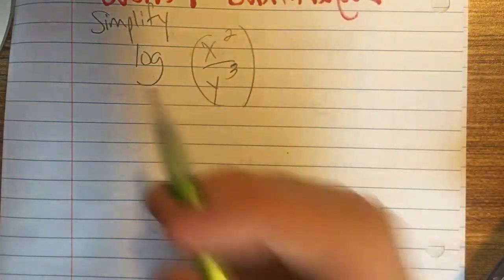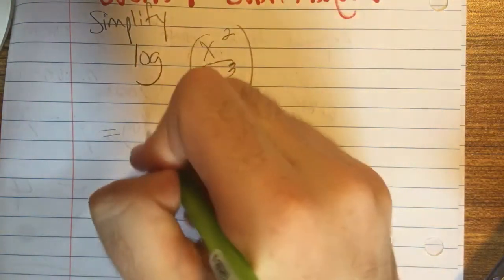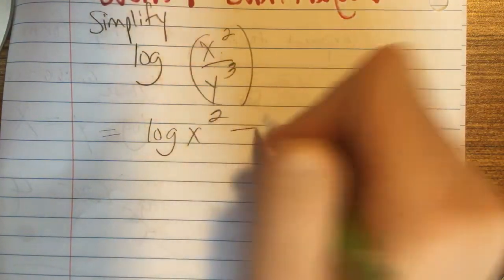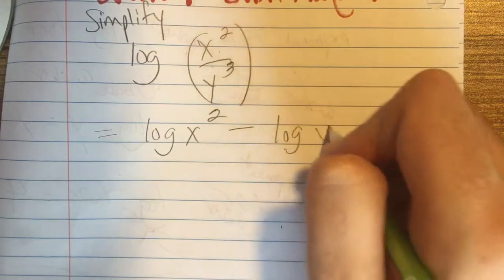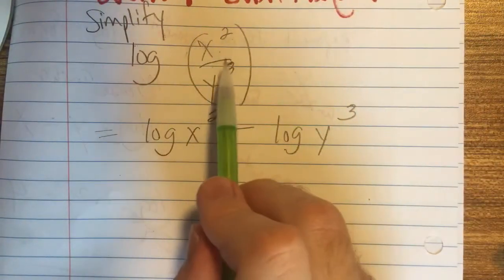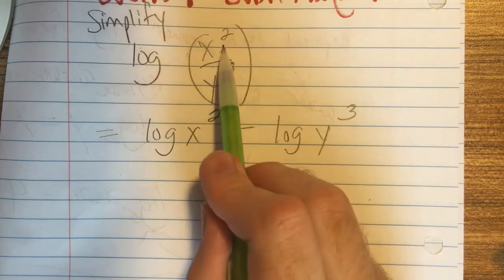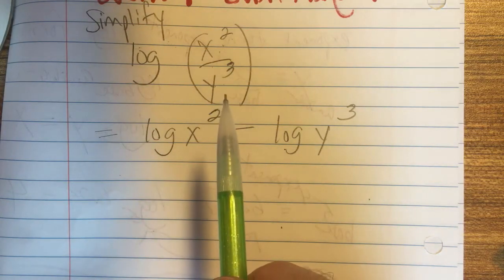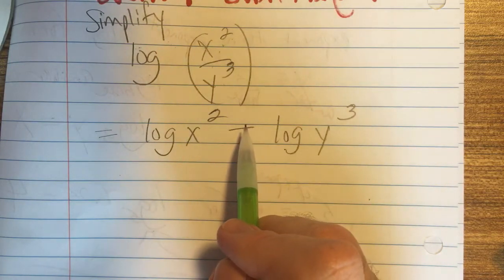We're going to begin by utilizing the quotient rule, which says that the log of the quotient is equal to the log of the numerator, which in this case is the log of x squared, minus the log of the denominator, which is the log of y cubed in this case. Also, a little terminology: the numerator could be referred to as the dividend, and the denominator could be referred to as the divisor. We just utilized the quotient rule.